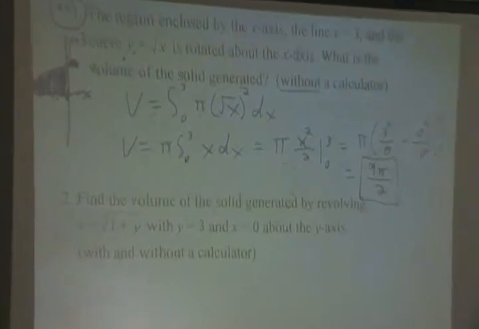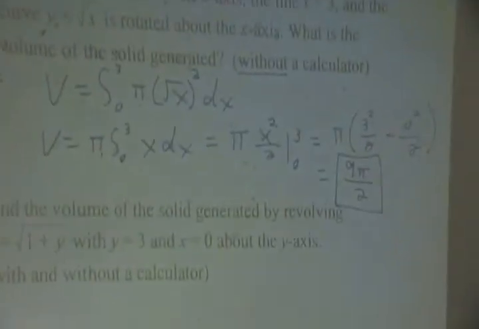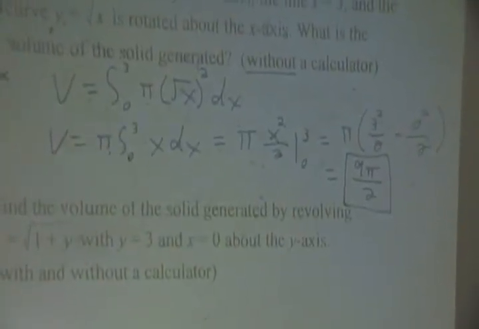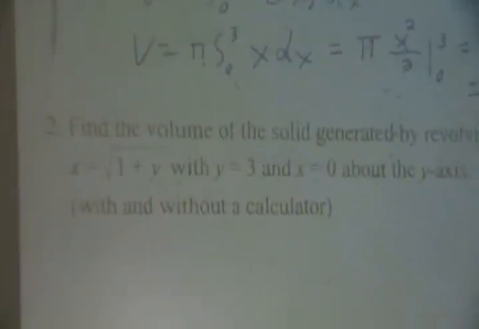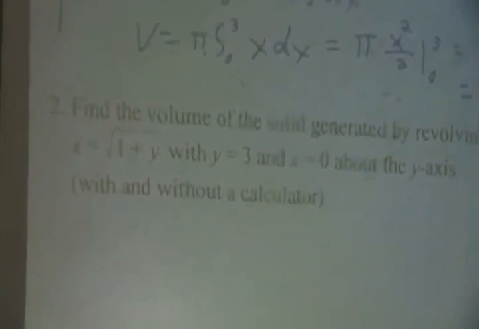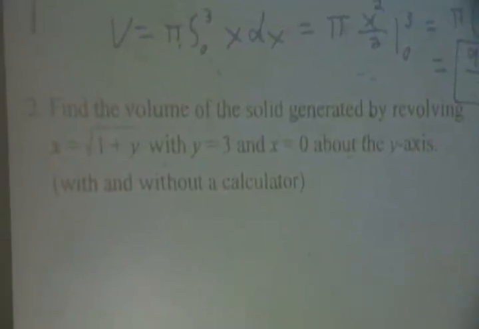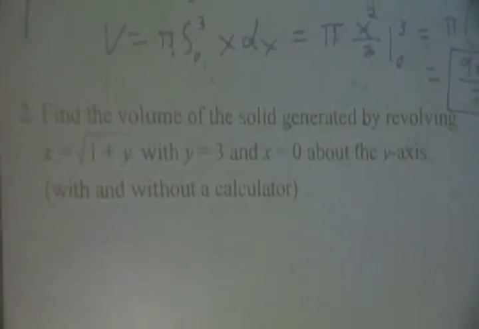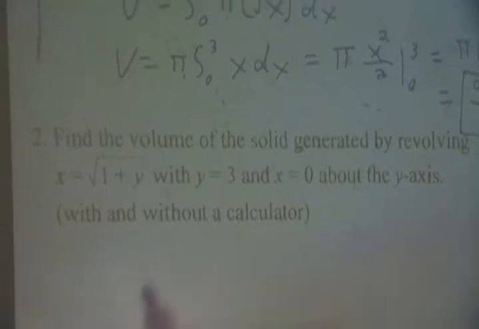Okay, number 2, we're going to do both with and without a calculator. So we'll do without the calculator first. Find the volume of the solid generated by revolving x equals the square root of 1 plus y, with y equals 3 and x equals 0, and we are revolving about the y-axis. With and without a calculator. So let's do the without first.